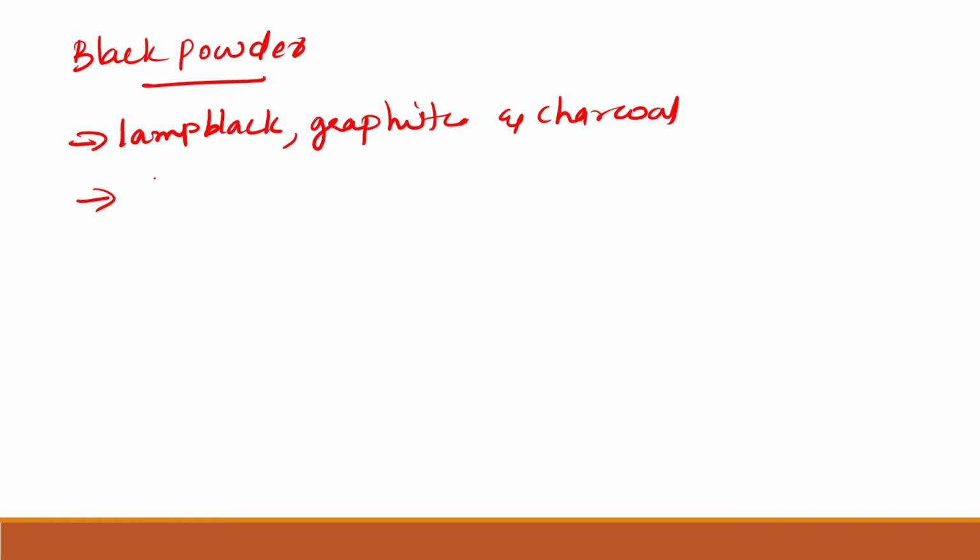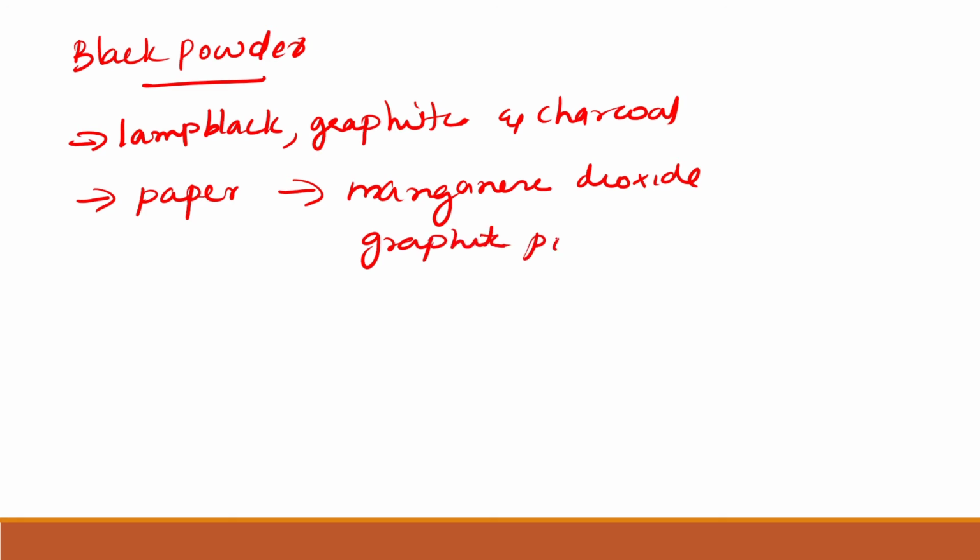So if the prints are on an absorbing surface like paper, which is a porous surface, then we should add to this black powder some manganese dioxide and graphite powder, to lighten the black powder which has the tendency to paint or smudge the surface. Excellent results are obtained with this powder when applied on paper and chinaware. So black powder, basically the ingredients are lamp black, graphite and charcoal.